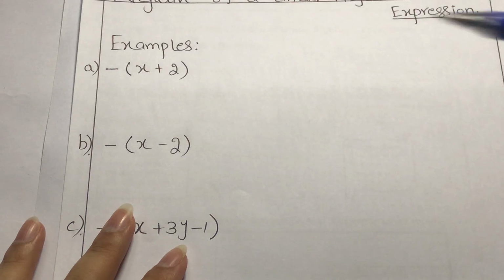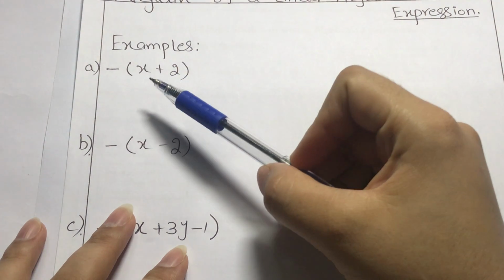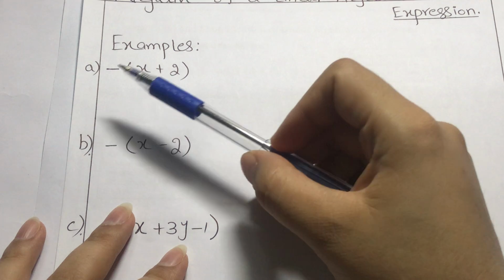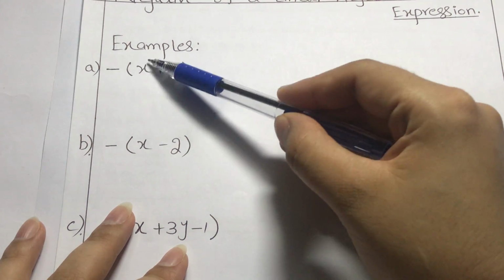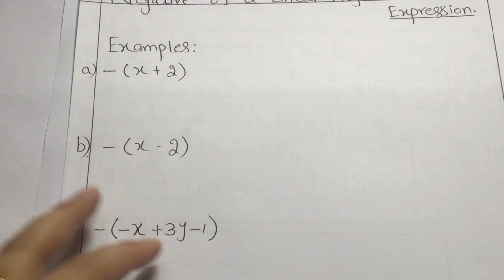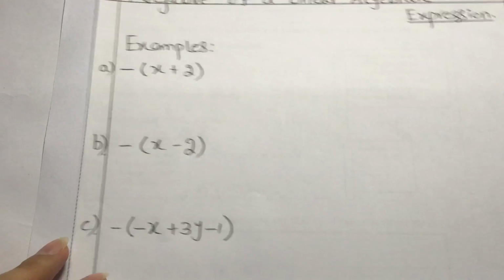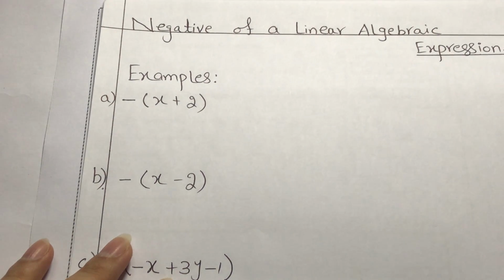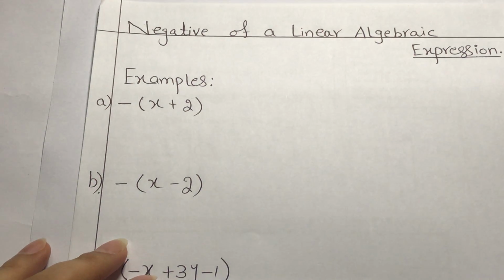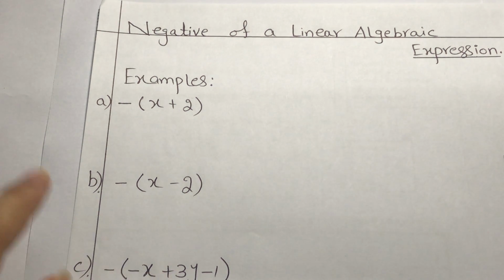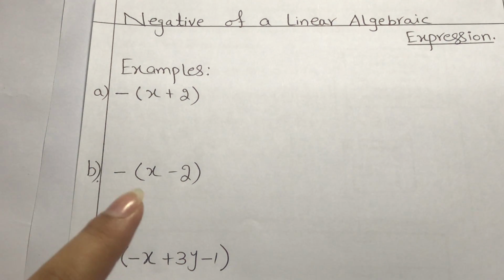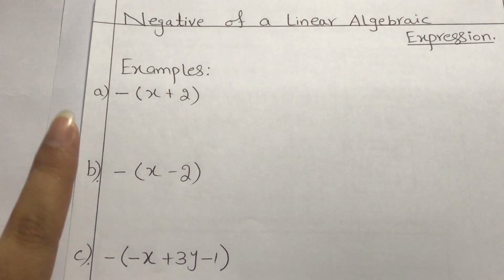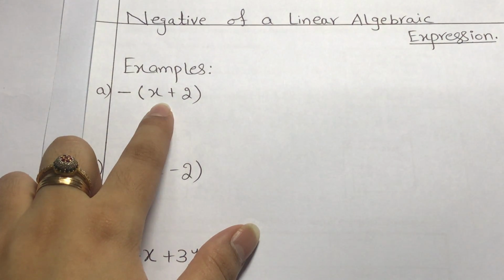Okay, your first example, negative of the linear algebraic expression means there will be a negative sign. We are going to multiply this negative sign with this algebraic expression. When you will expand this bracket, you have to keep one thing in your mind. When there will be a negative sign outside of a bracket, it will change all the signs inside the bracket. So first you need to identify what are the signs with the terms inside your bracket.